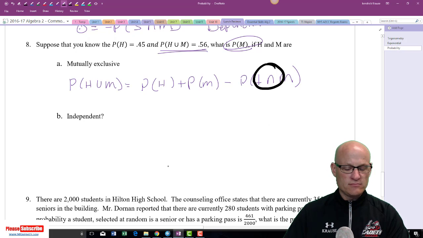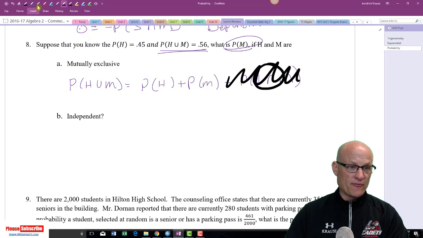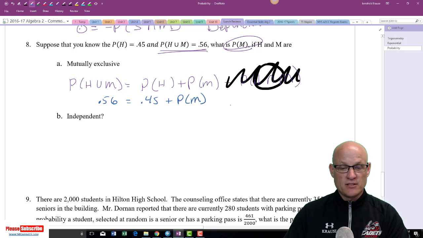If this comes up, if they're independent, the probability of H and M is 0. So this just kind of goes away. So therefore, it's an easy problem. The probability of H or M is equal to this. Well, this is 0.56 is equal to 0.45 plus the probability of M. So if I subtract, I get the probability of M is equal to 0.11.